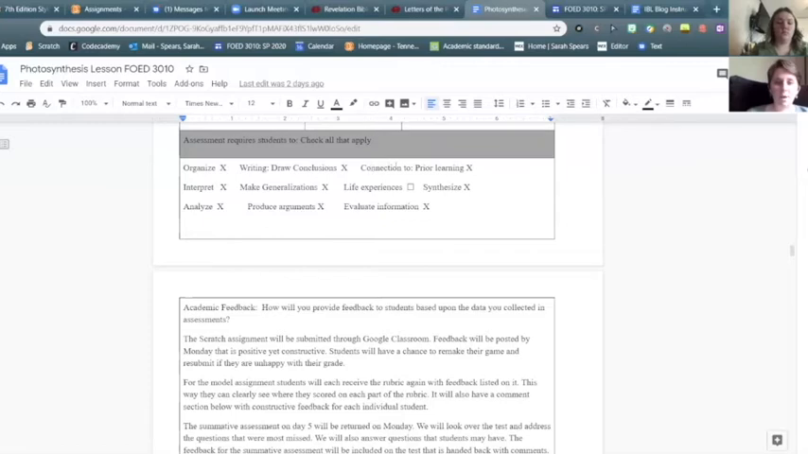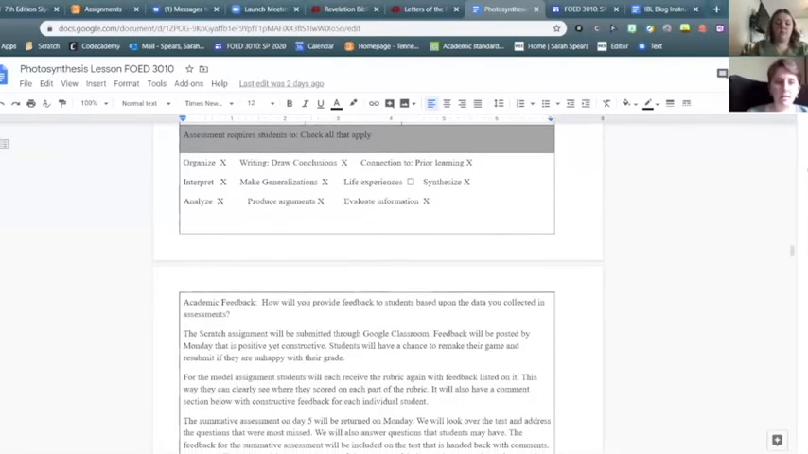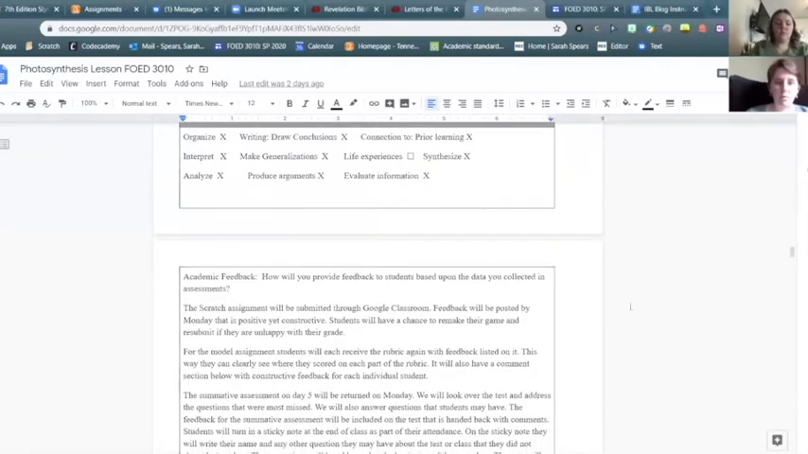And then connection to prior learning, synthesize, and evaluate information. So we really want our students to get engaged and get as much as they can out of this lesson. So that's why we try to hit every single point on that section.